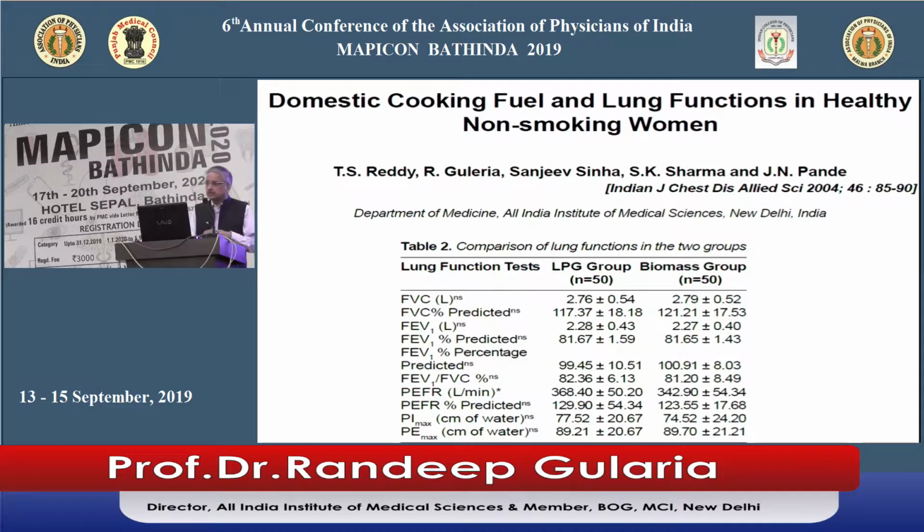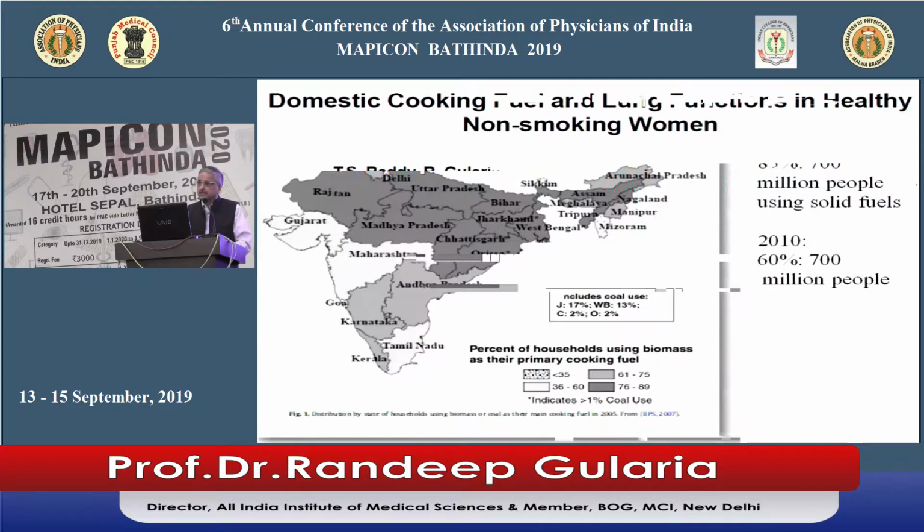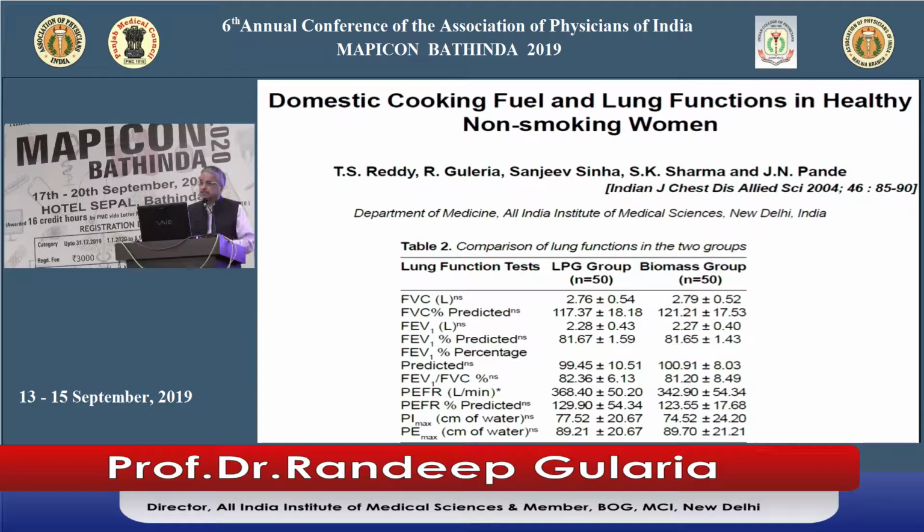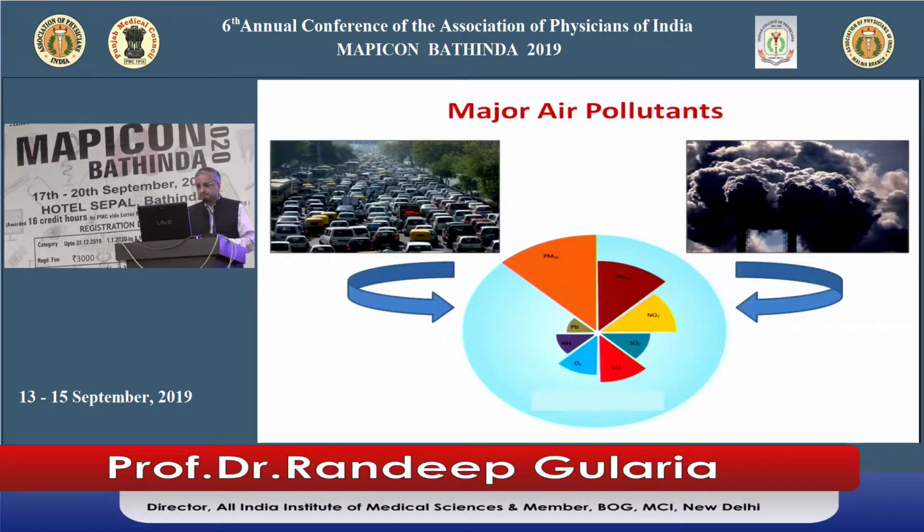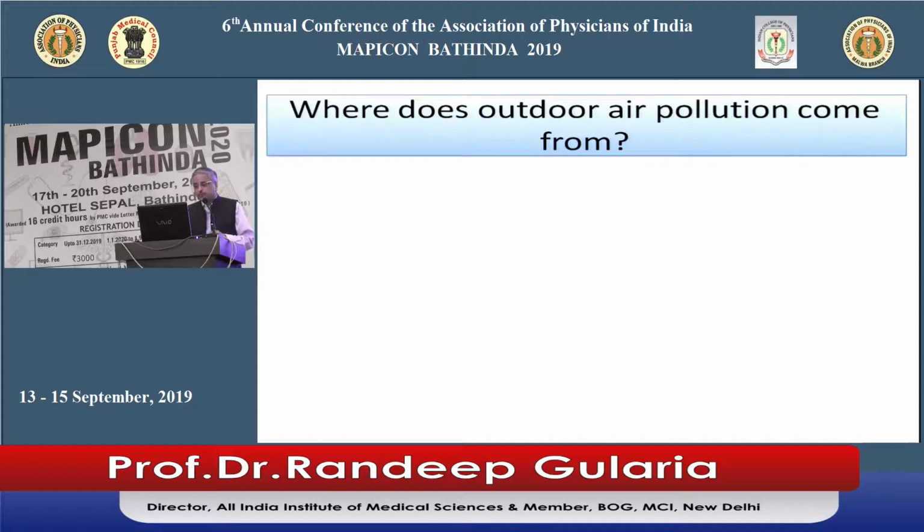So not only indoor exposure or biomass exposure, but the ventilation in the kitchen also plays a very important part as far as exposure and risk of COPD, decline in lung function and lung cancer is concerned. Moving on to outdoor air pollution. Where does outdoor air pollution come from?